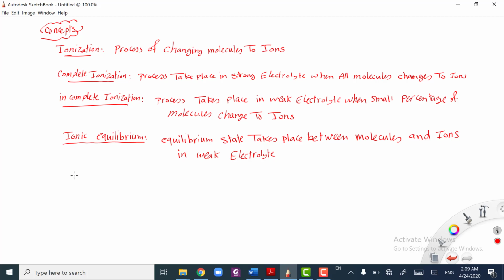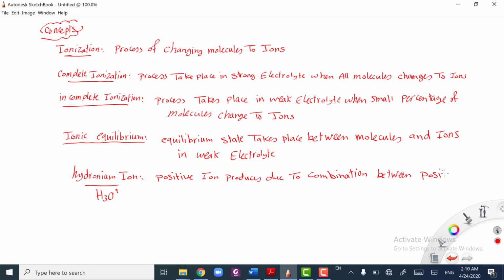Hydronium ion. The hydronium ion, H3O+, is a positive ion produced due to the combination between a positive hydrogen ion and a water molecule by a coordinate bond.